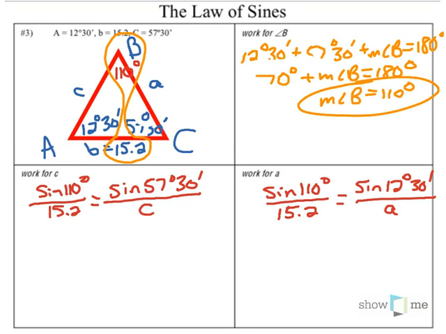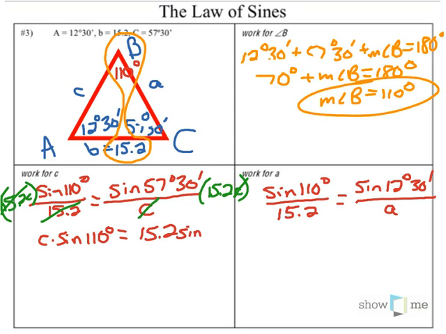Working for C, I'm going to multiply both sides of the equation by 15.2C. Why would I do something like that, you may be asking yourself. Because I want to get rid of the division. I'm dividing by 15.2 on the left, so I multiply by 15.2 to counteract it. If you do it to the left, you have to do it to the right. I'm multiplying by C because I'm dividing by C on the right. Those cancel. So on the left, I end up with C times sine of 110 degrees equals 15.2 times sine of 57 degrees 30 minutes.